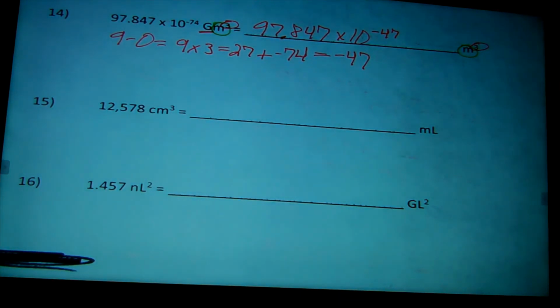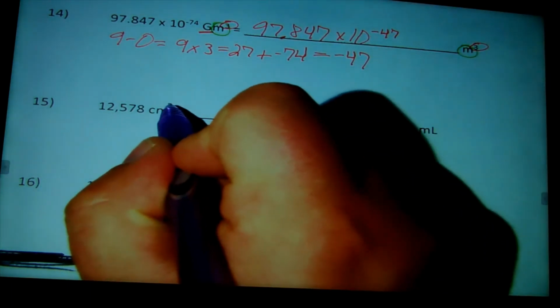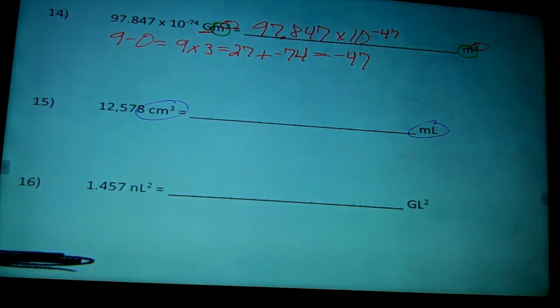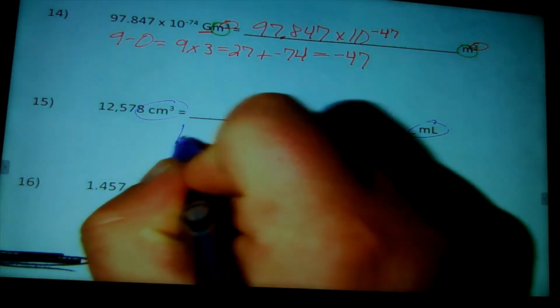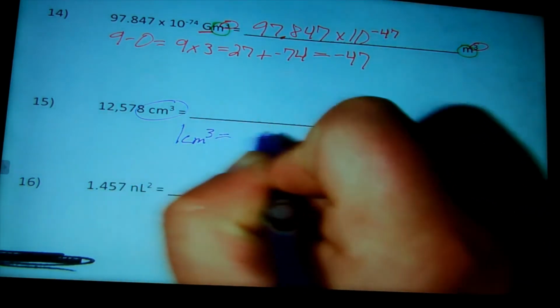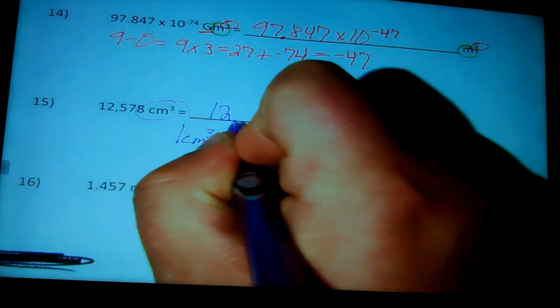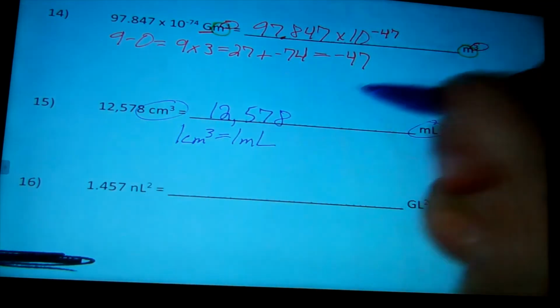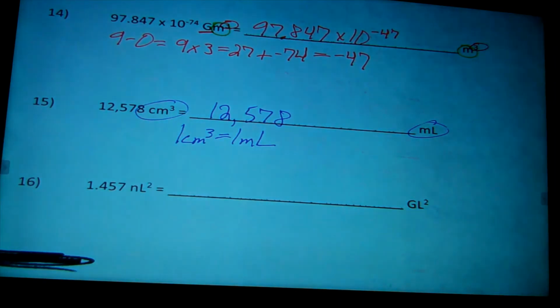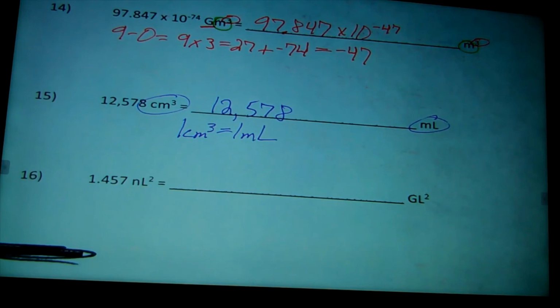Look at this, number 15. I was so generous to you. Why was I generous? Cubic centimeters and milliliters. 1 cubic centimeter is equal to 1 milliliter. So it's literally just copy the number. So you get 12,578 milliliters.